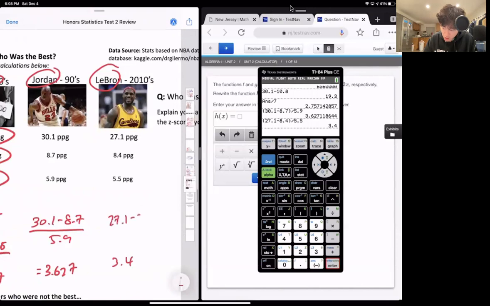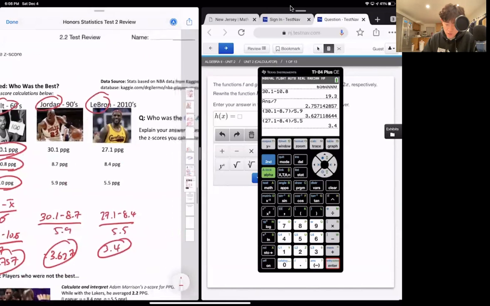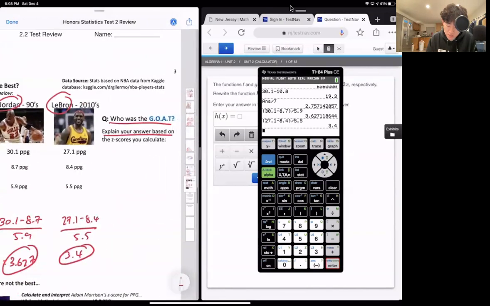I'm just going to write this down for you guys so you can see what you have to type. By comparing the z-scores, we can obviously see who was the GOAT. Explain your answer based on the z-score. You always have to make sure that you base your answer on the z-score.